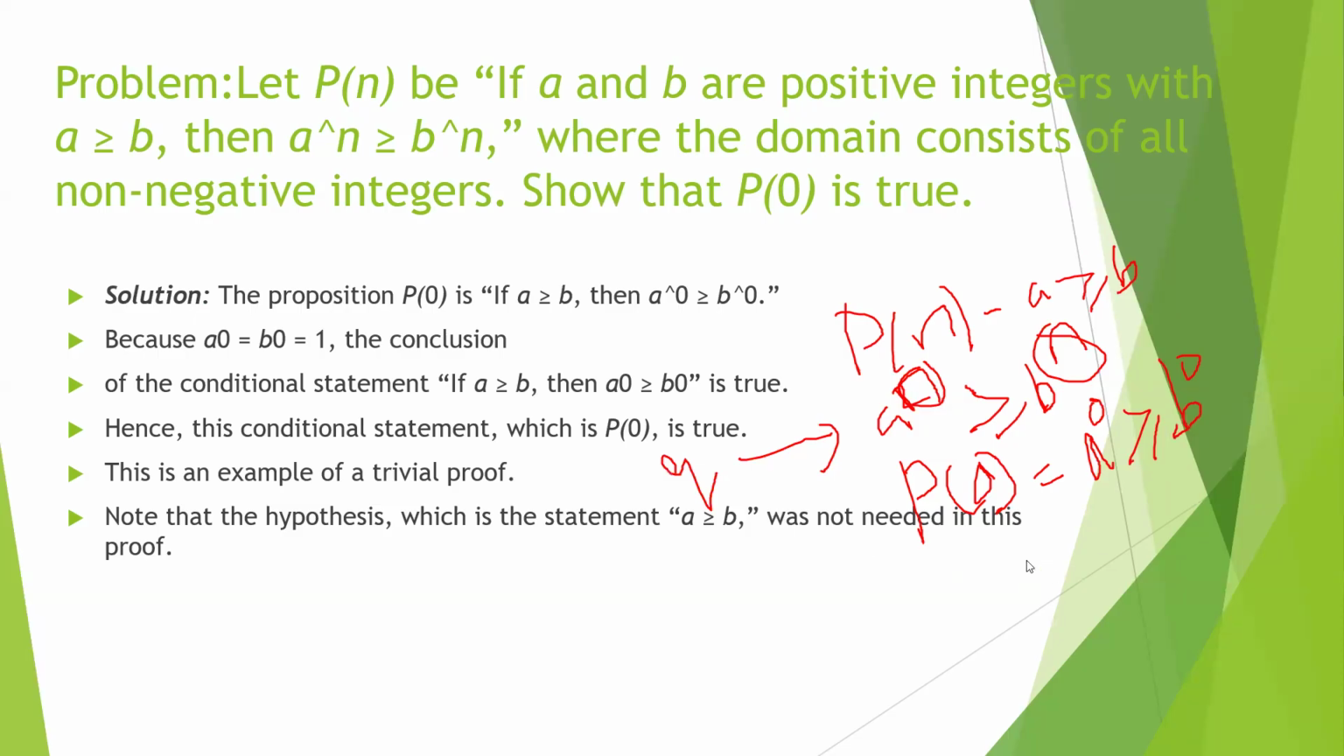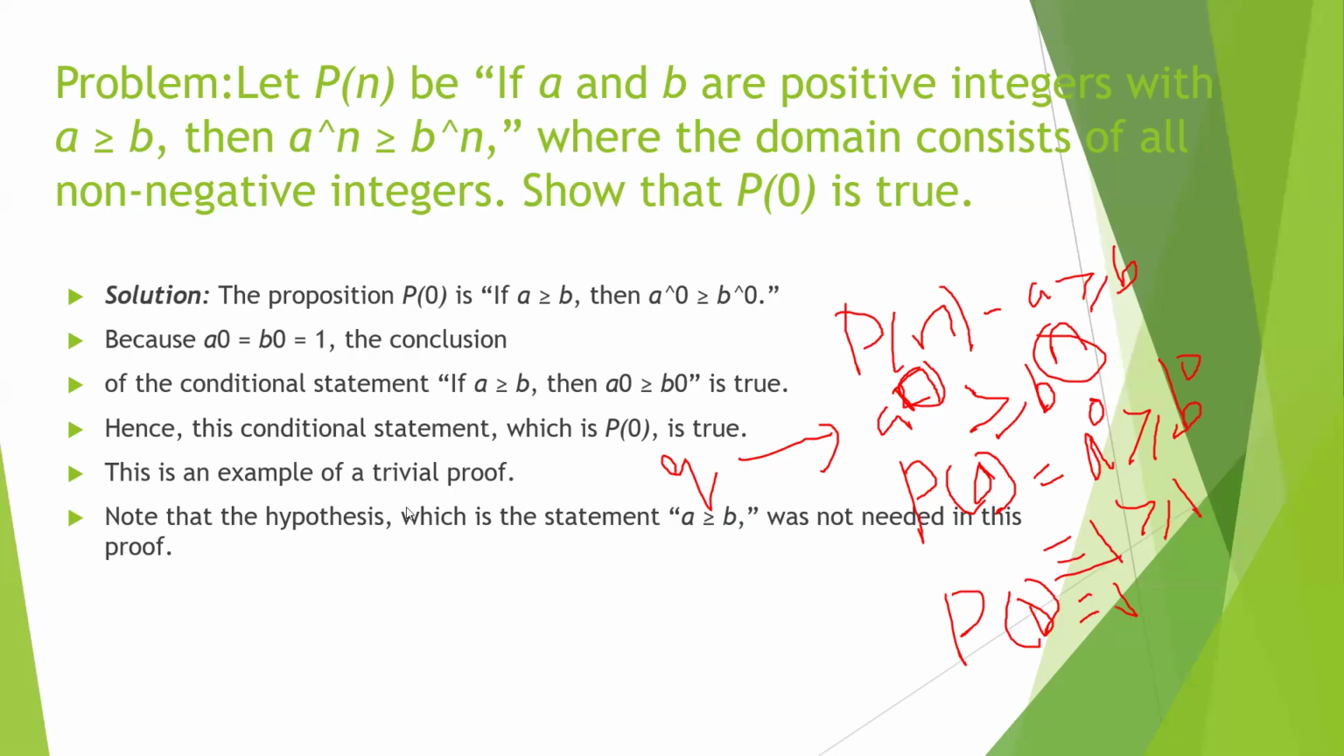So replace the n with 0, and what you got is A raised to 0 is 1. 1 is greater than or equal to, again B raised to 0 is 1. So 1 is greater than or equal to 1. The condition is true. So it says that P of 0 is true. Hence we proved that. This is an example of trivial proof.